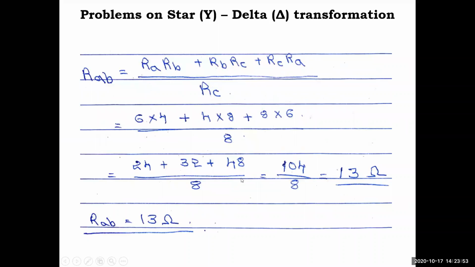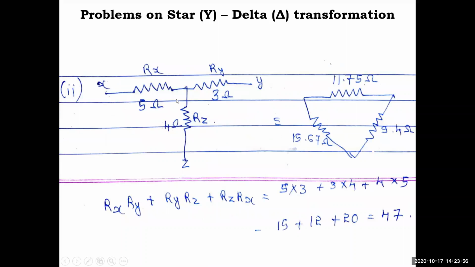In a similar way, there is another Y network. The same way we calculate, with new names X, Y, Z, so RX, RY, RZ are 5 ohm, 3 ohm and 4 ohm. First we find the product: RX RY, RY RZ, RZ RX, which is 5 into 3, 3 into 4, 4 into 5. Multiply and add, and you will get 47 as the answer. So you do it. I may be going fast, but you have the option to pause and do the calculation. Clear?